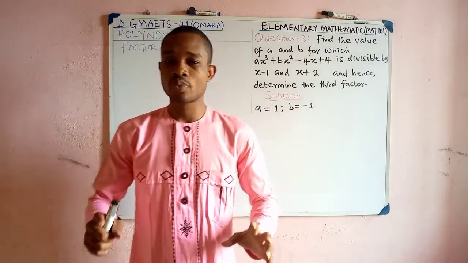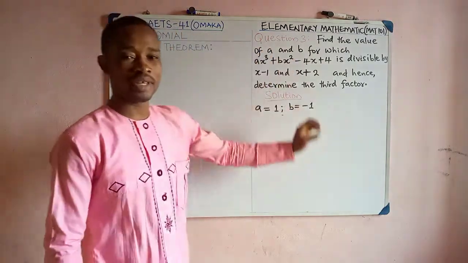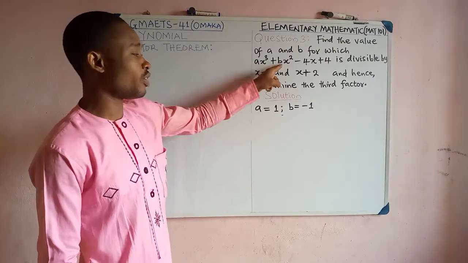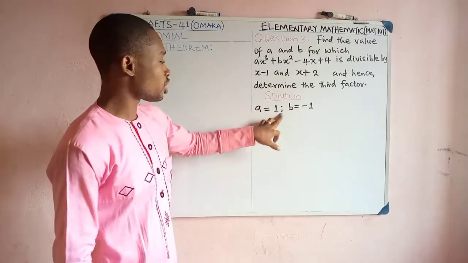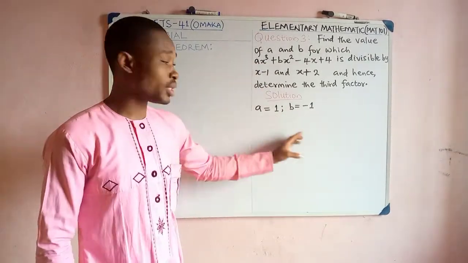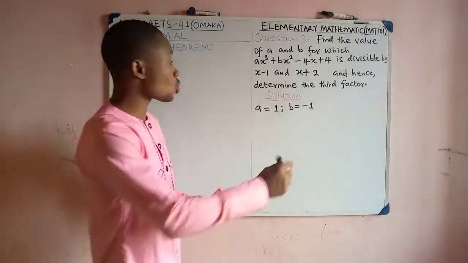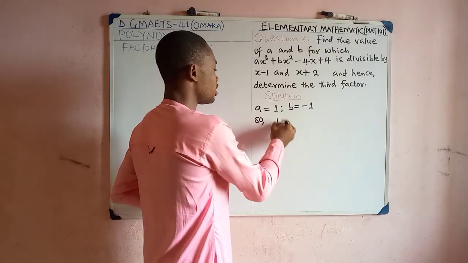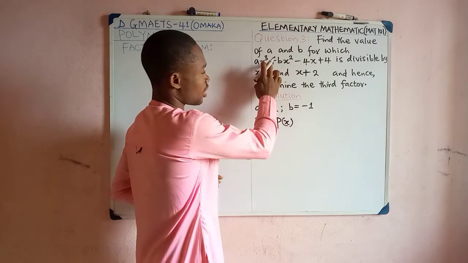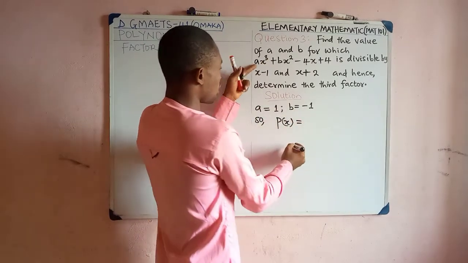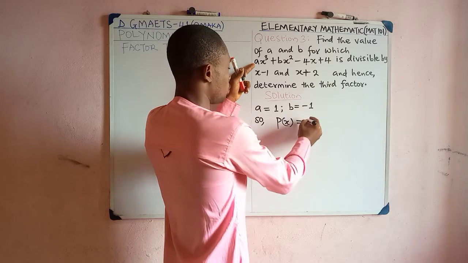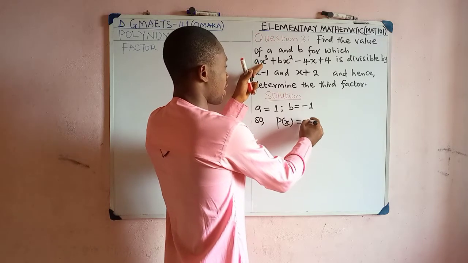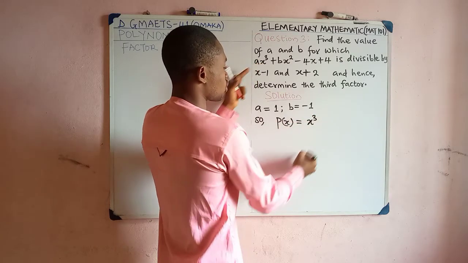This time around, I want to obtain the third factor of this polynomial, being that we've obtained the value of a and the value of b previously. Before the short break, the value of a is 1, the value of b is what? Minus 1. So from here, it means that p of x, the polynomial, is that okay? Will be equal to, in place of a, you put 1. If you put 1 there, you multiply by this x cubed, you're going to get x cubed.